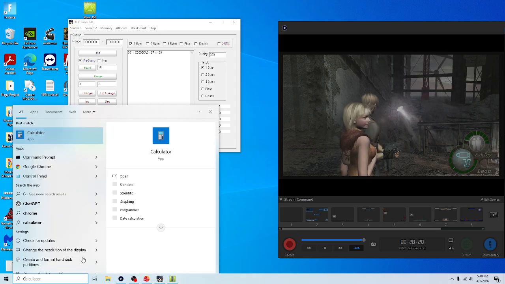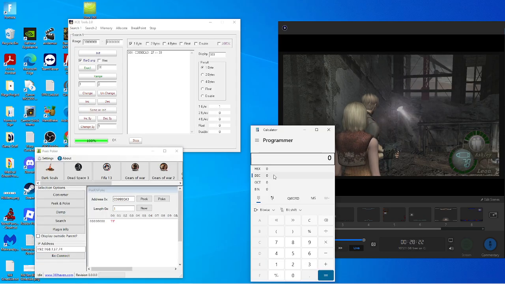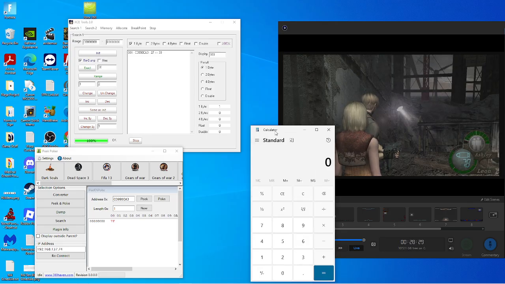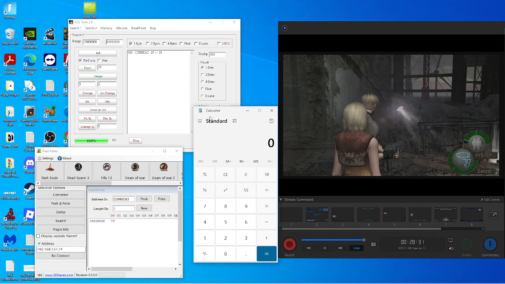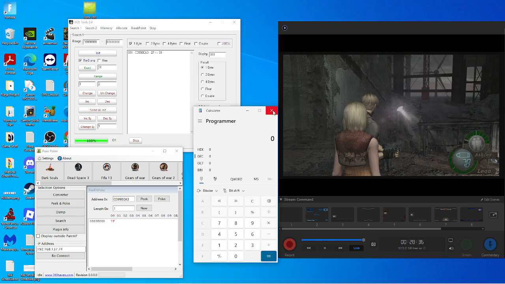If you're curious why that said 1E, I'm going to pull the calculator out here. 30 is 1E, that's kind of how hexadecimal conversions work. If you ever want your calculator, just open calculator, look in the 3 bars here right next to standard, and switch to programmer.